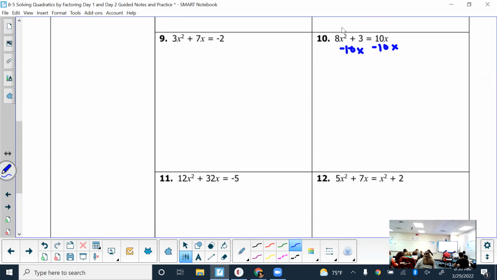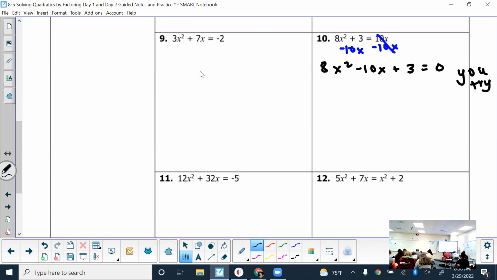Now, ideally, I would line it up with its like term. But is there a like term to go with this 10x? No. So I'm just going to write it on the other side. But if there's no like terms to combine, then just write it in standard form. So like 8x squared minus 10x plus 3 equals 0. Questions on how or why we did that? All right, from there, I'll have you guys finish it.